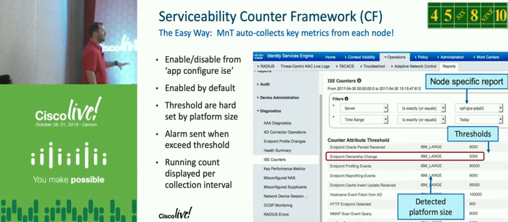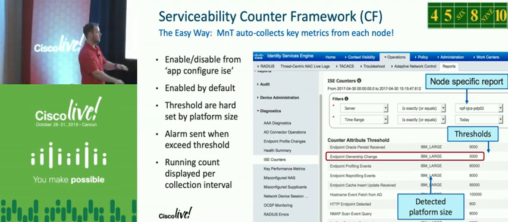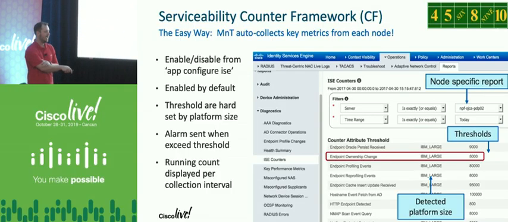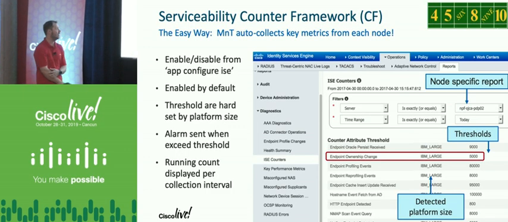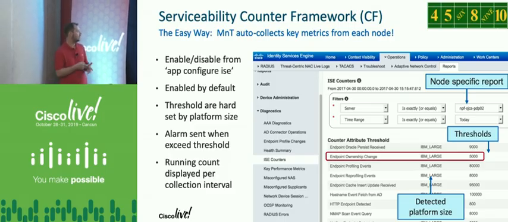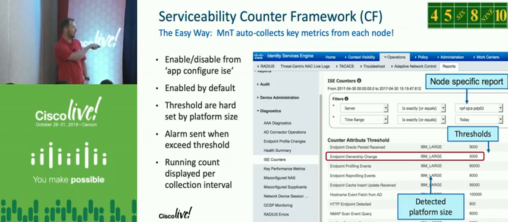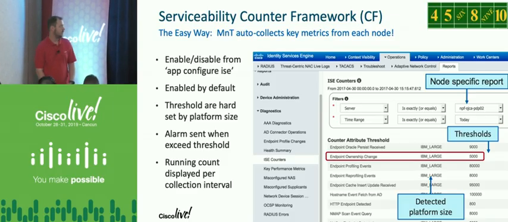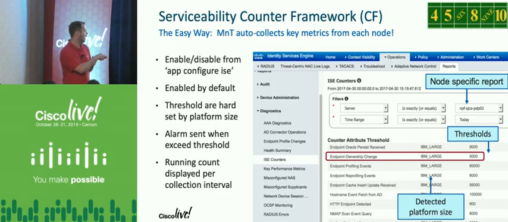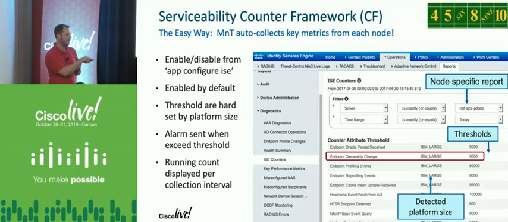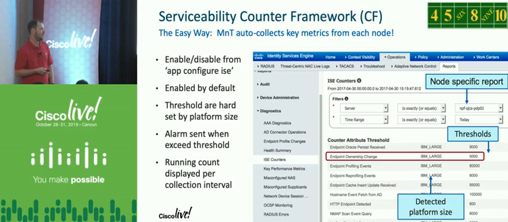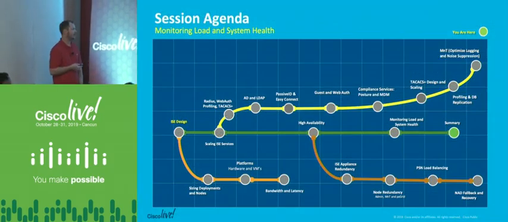Now, one thing I talked about early on in the day was this concept of platform size. So you can see the platform size in reports, and you can use diagnostics ISE counters to get specific node details. So for example, endpoint ownership change, how many of those profiling changes am I seeing in my specific PSN that's doing that platform?